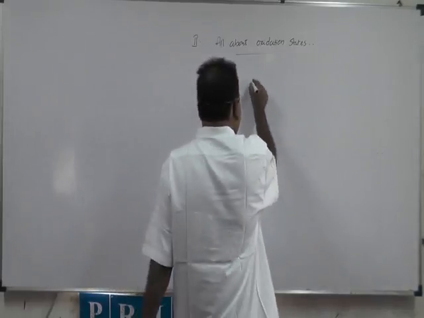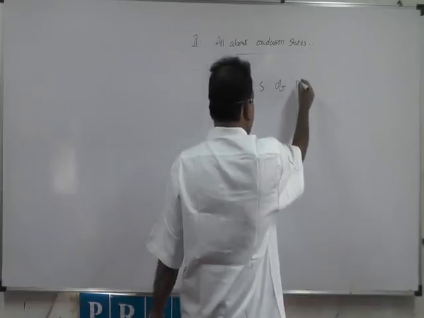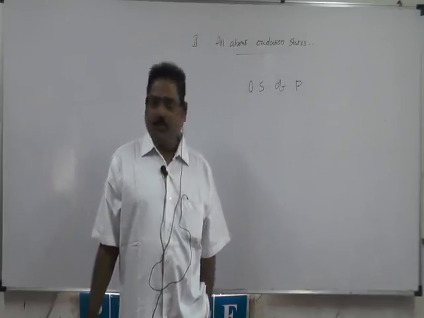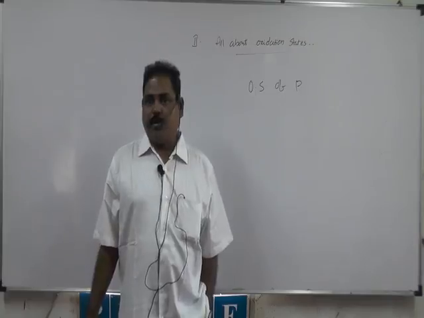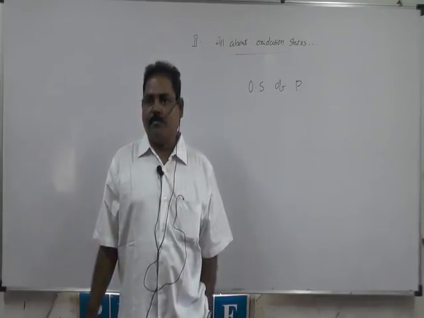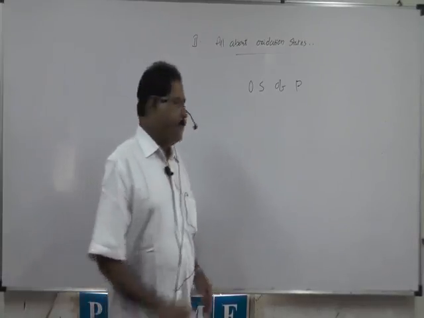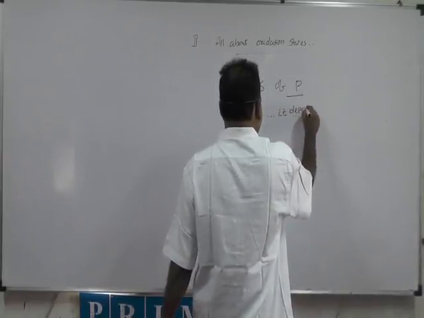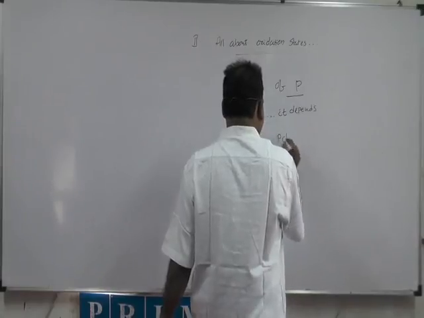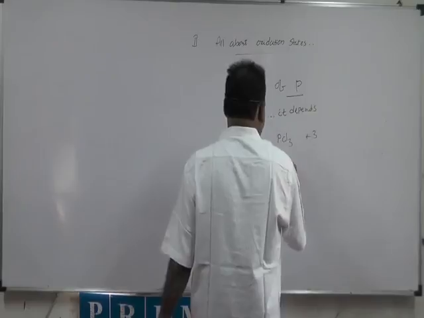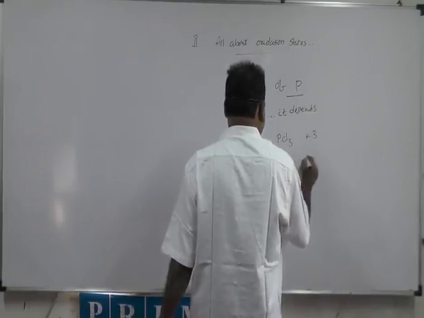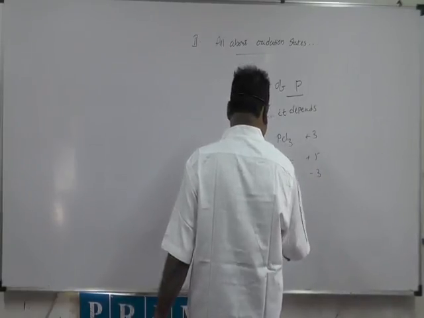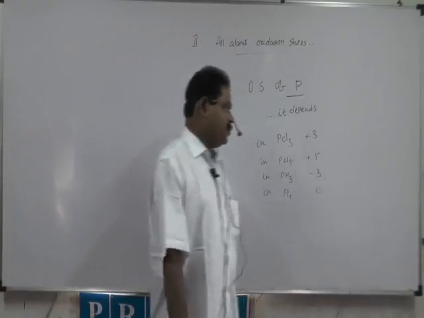Now, what is the oxidation state of phosphorus? The routine question of mine. What is the oxidation state of phosphorus? Zero? How come? No charge. So it depends. The oxidation state of phosphorus depends. On what? Which compound you are talking about. In PCl3, it is plus 3. In PCl5, it's plus 5. And in PH3, minus 3. And in P4, 0. Elementary state is 0.